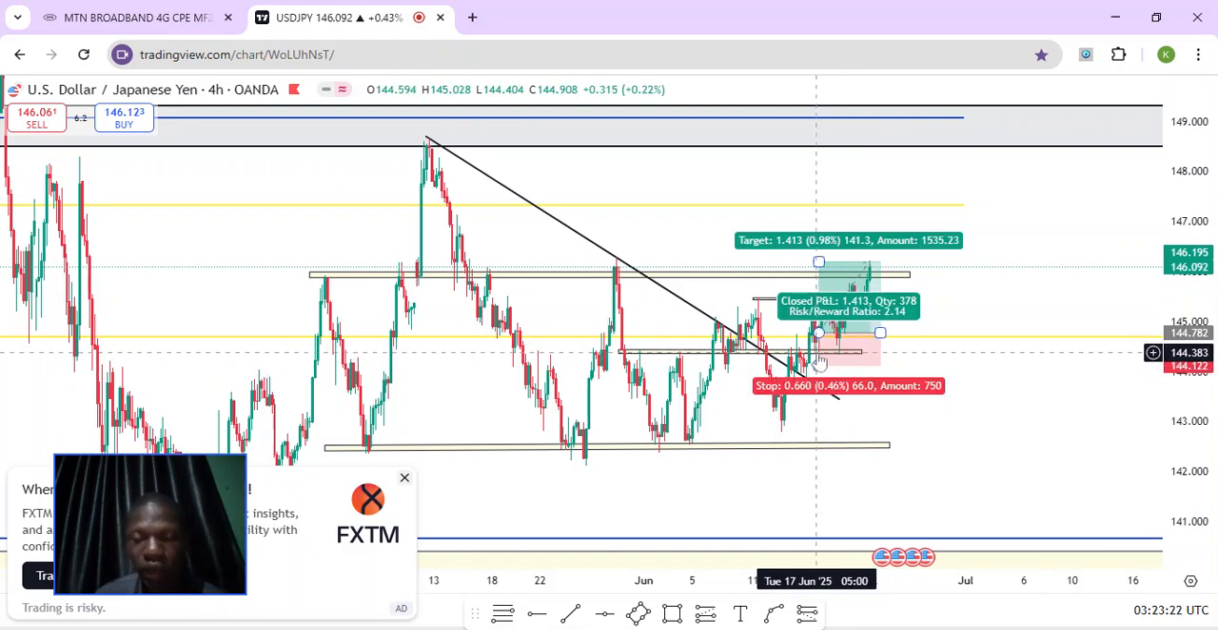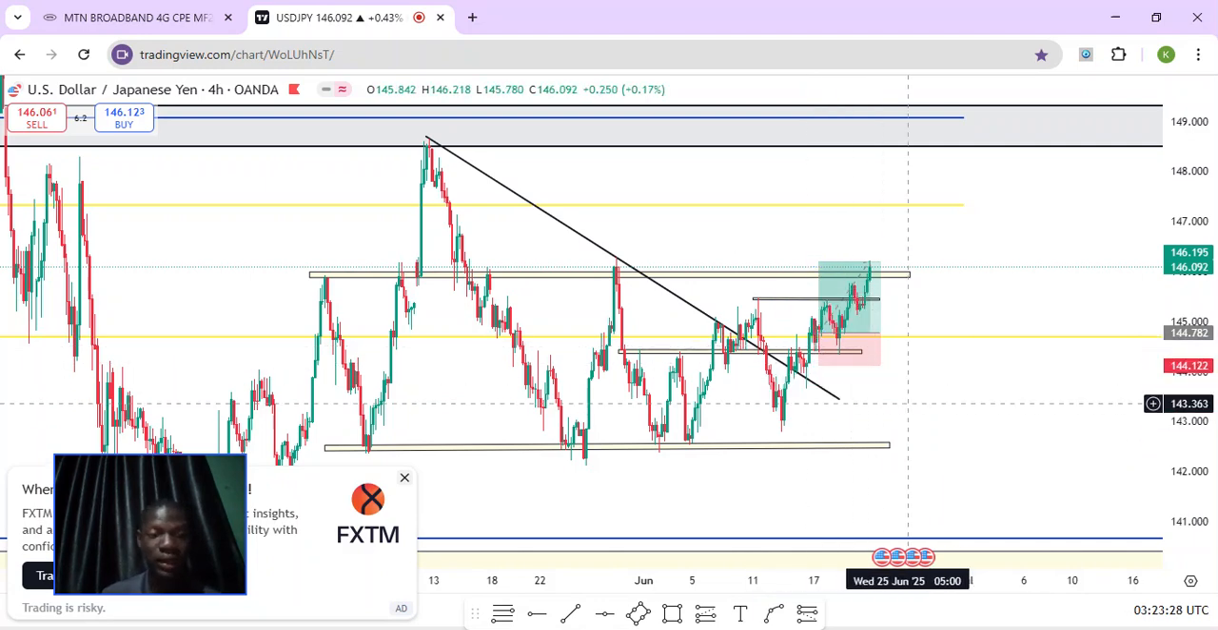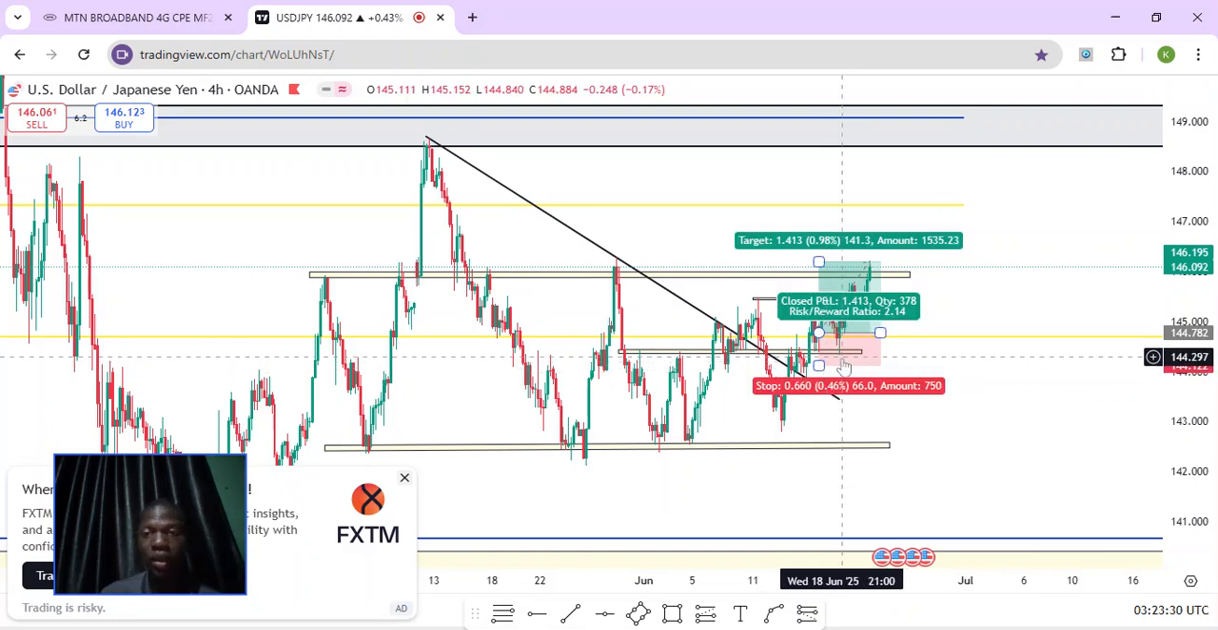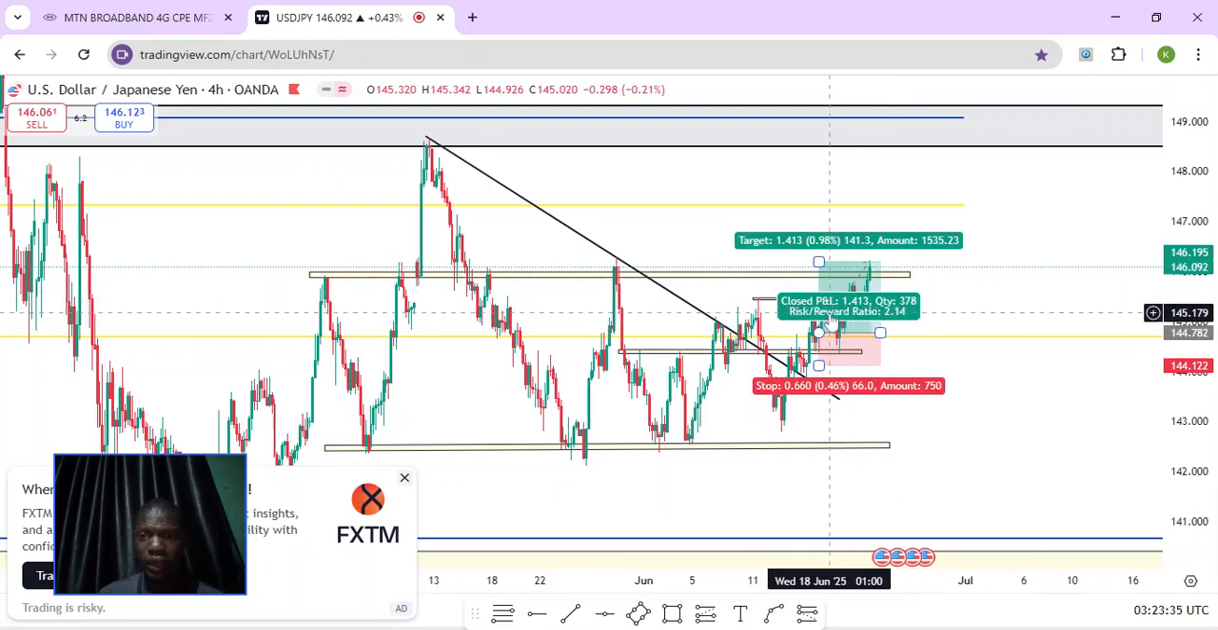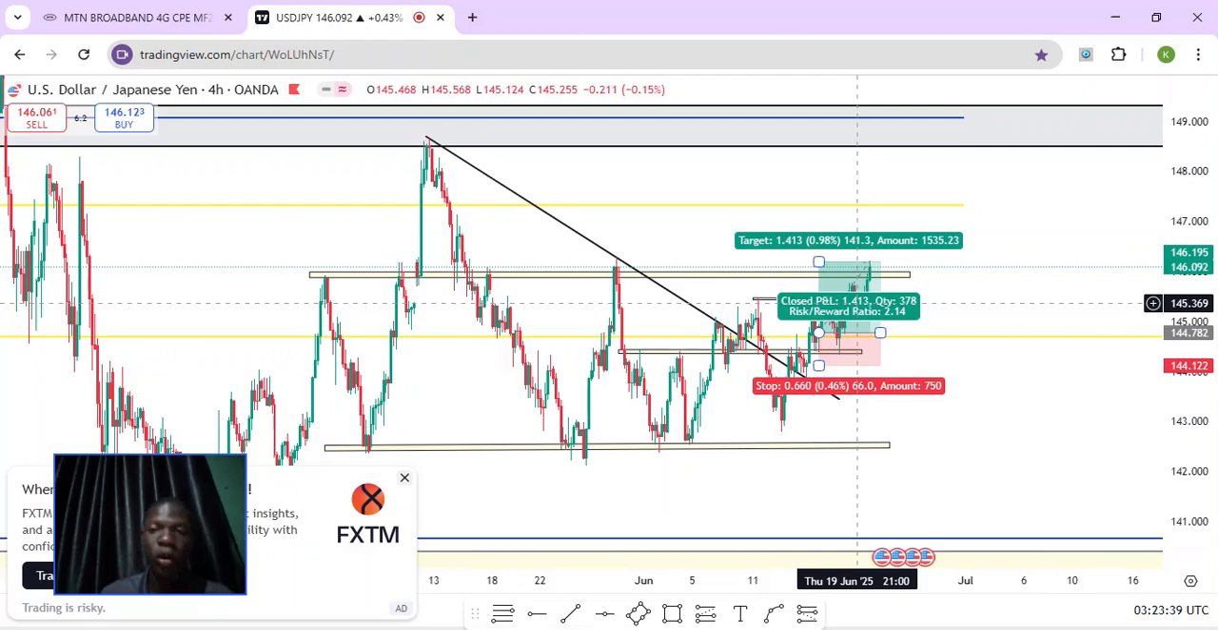The market has been reacting on that level, so gladly I placed my stop loss below it. So the market went ahead to go, and the market spiked all the way to the upside.